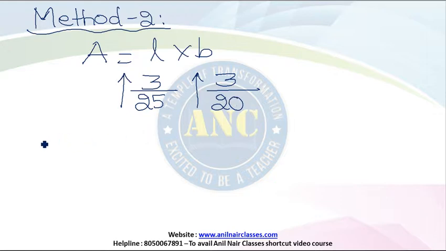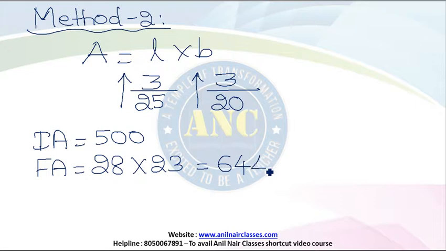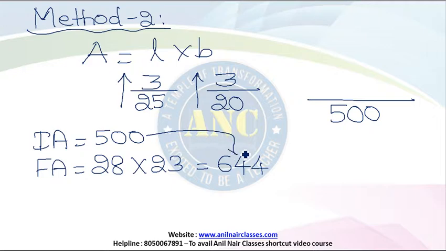That means 3 by 20. Now, initial area is nothing but 25 into 20, which is nothing but 500. Final area: from 25 there is an increase of 3, it is 28. From 20 there is an increase of 3, it is 23. 28 into 23, when you multiply, you will get 644. That means initially it was 500, 500 is becoming 644. There is an increase of 144.